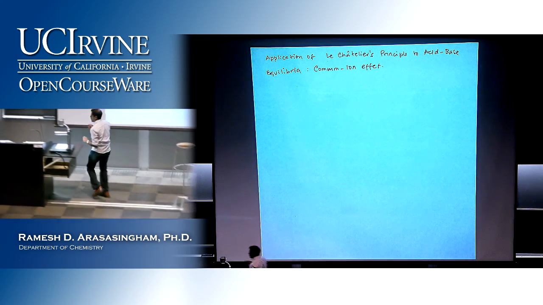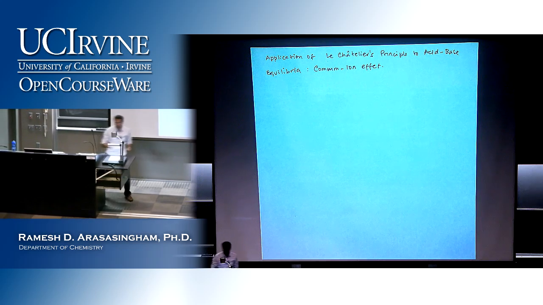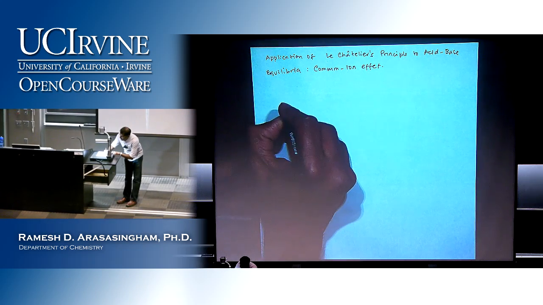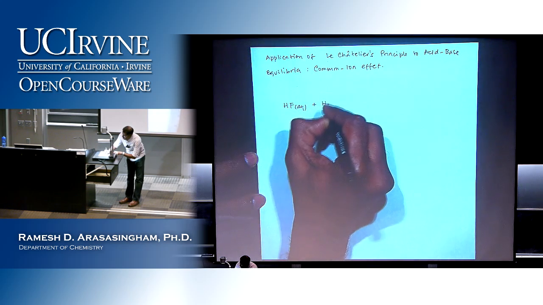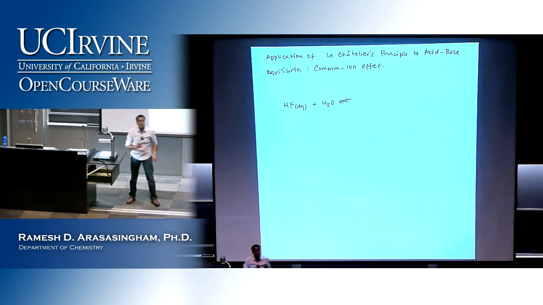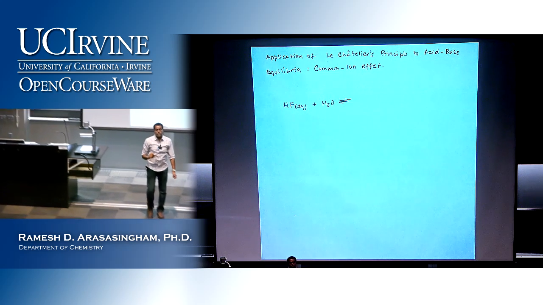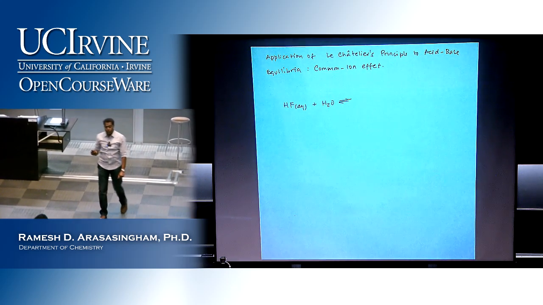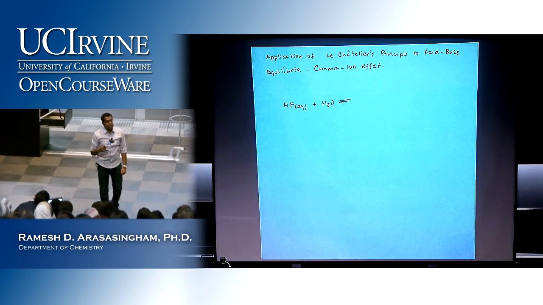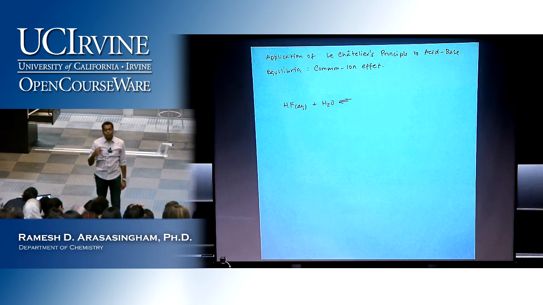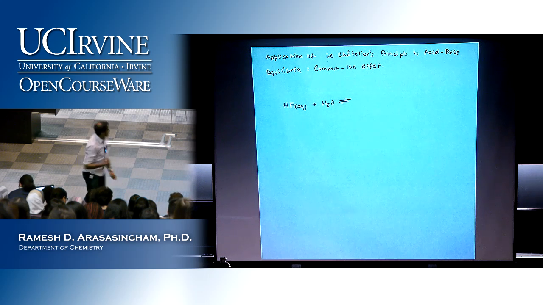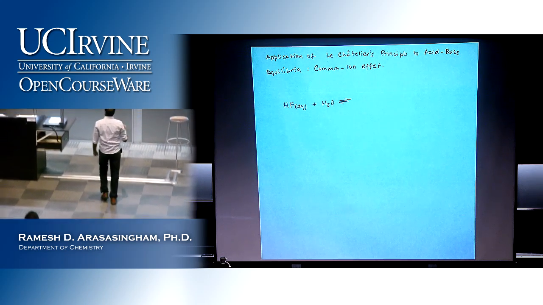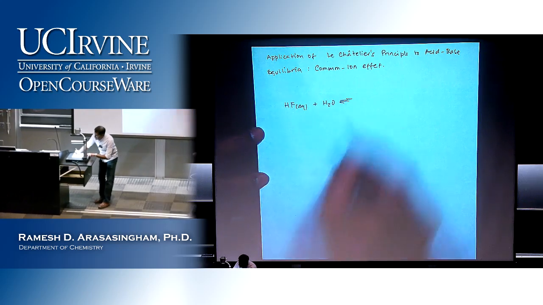And so let's take an example. So let's say we have a weak acid. So we have HF in water. All right, so this is a weak acid. So therefore HF will be the proton donor. Water will be the proton acceptor. So can you tell me what the products of this equilibrium should be? H3O plus and F minus. Okay, so this is the equilibrium.